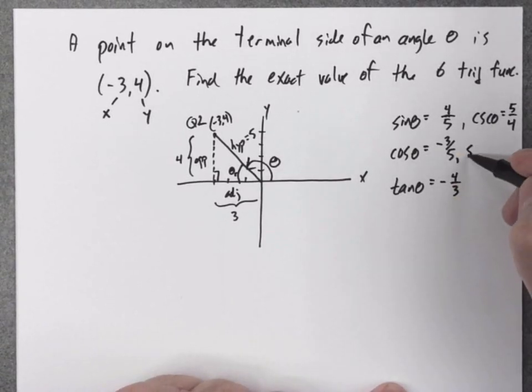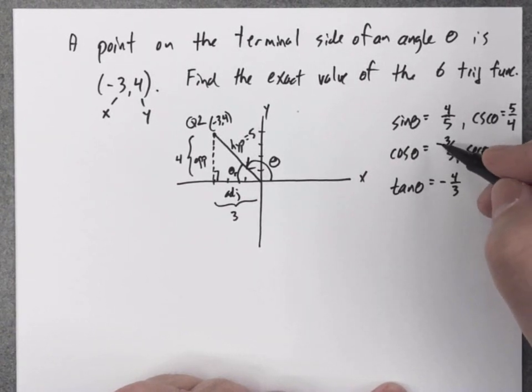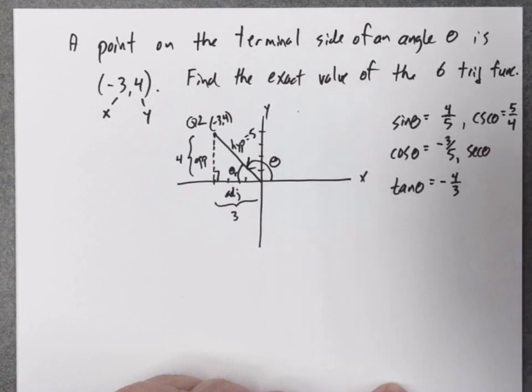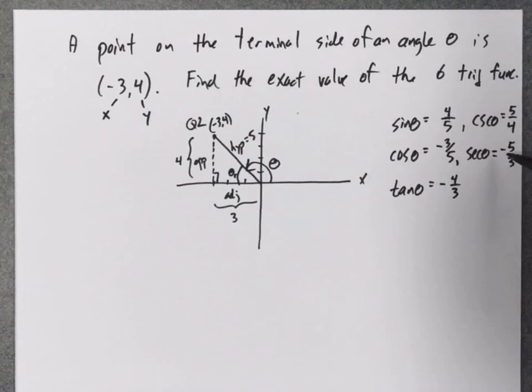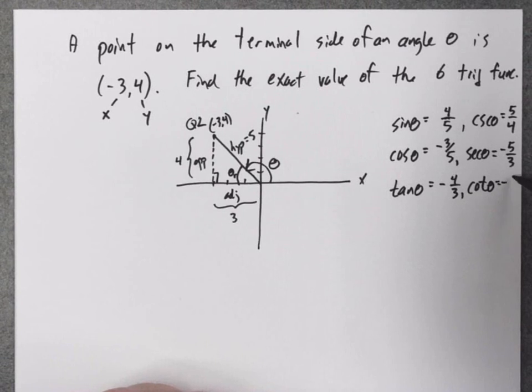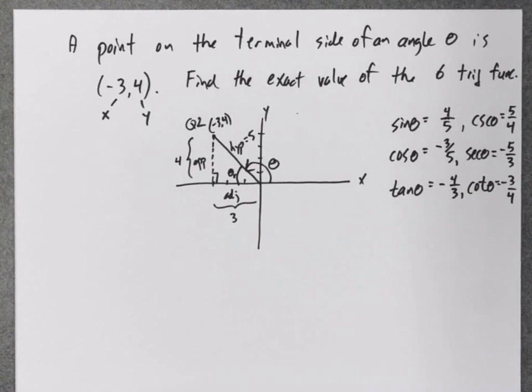Cosine is with secant. So we take the reciprocal of this, and now the plus or minus is going to be the same. So if cosine's negative, secant's also going to be negative. And the reciprocal is 5/3, so the secant's negative 5/3. And for cotangent, cotangent is the reciprocal of the tangent. Since the tangent's negative, the cotangent is also going to be negative. So that's how you do these problems.